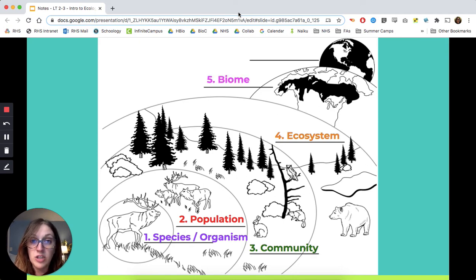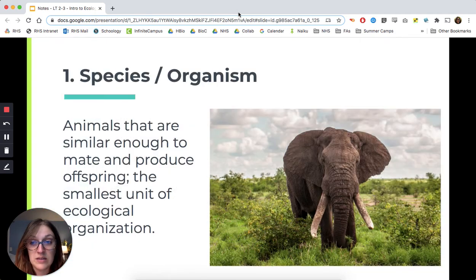Biome is a large area with similar climate. And last but not least is biosphere. Biosphere basically refers to the whole Earth. I always remember biosphere is the biggest because sphere means big circle. And so we're essentially talking about the entire Earth when we talk about biosphere. If we were to talk about the definitions for each of those, let's do that next.